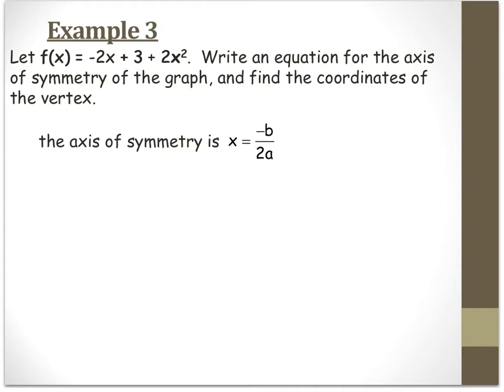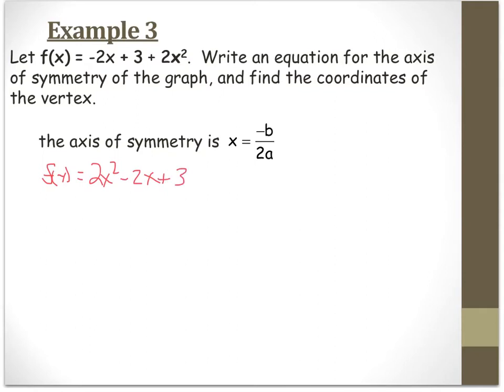So now we're going to go ahead and look at this example here. We're going to let this function equal negative 2x plus 3 plus 2x squared. It's not in standard form, so the first thing I like to do is get it in standard form. And we're going to write the equation of the axis of symmetry, and then we're going to find the coordinates of the vertex. Okay, so the axis of symmetry, the equation to find it is negative b over 2a. So the first thing I'm going to do is rewrite this so we are in standard form.